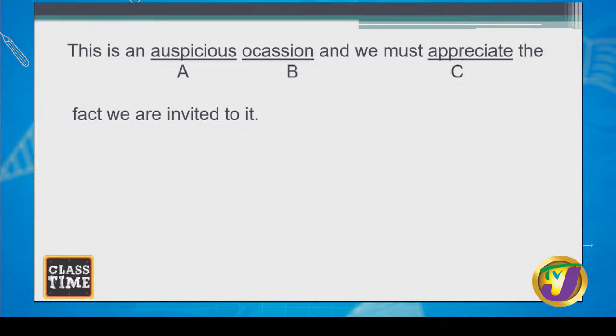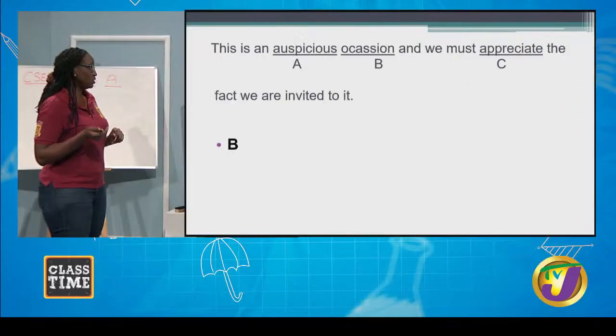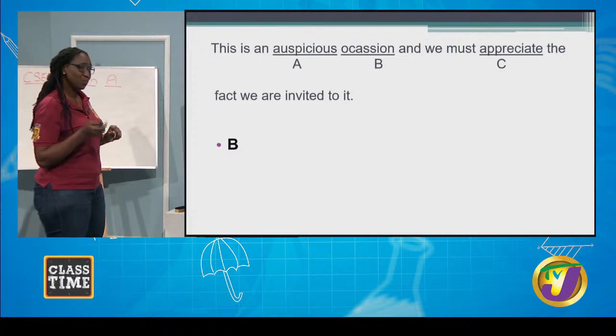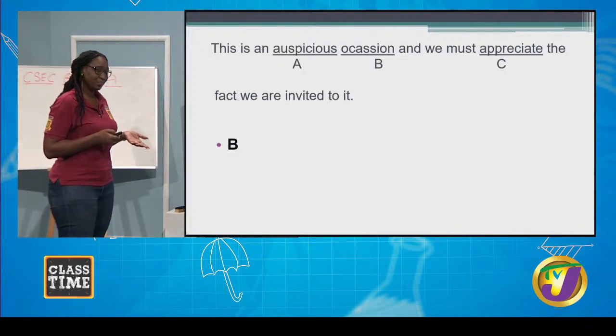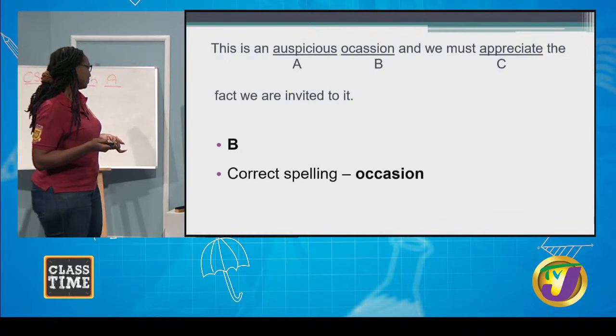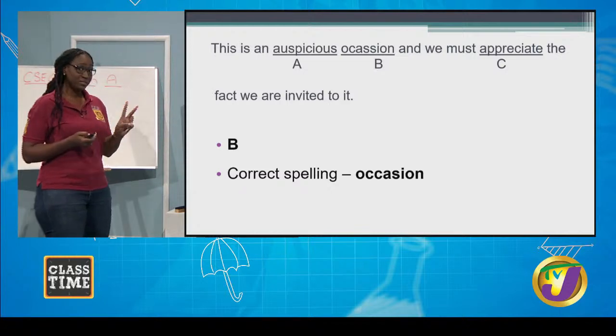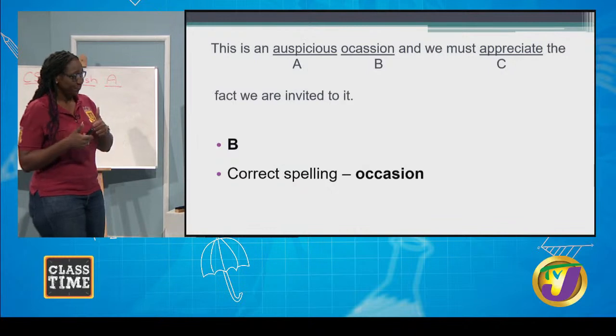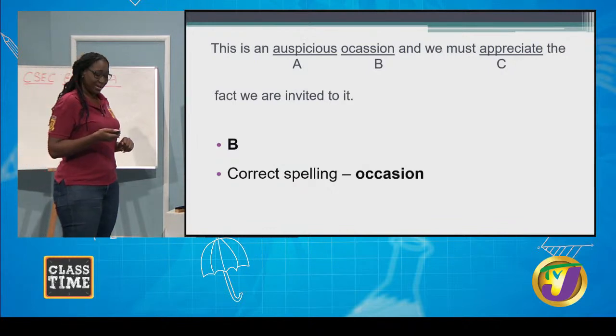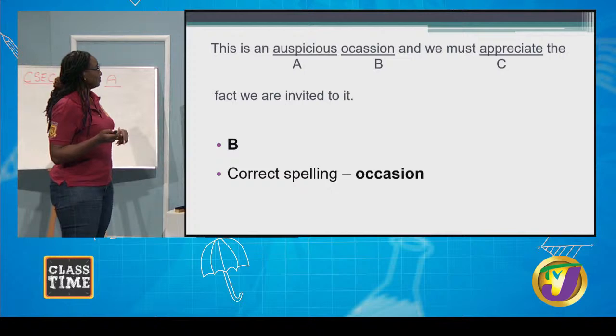Have you found it yet? Hope you have. Let's see if you're right. So B, occasion, is not spelled how it's supposed to be spelled. So how is it supposed to be spelled? What's wrong with this? Is there one problem or is there more than one problem? Let's find out if you're right. So we should have two C's and only one S. So remember, double C, single S. Try and remember that. All right, so let's look at our next sentence.